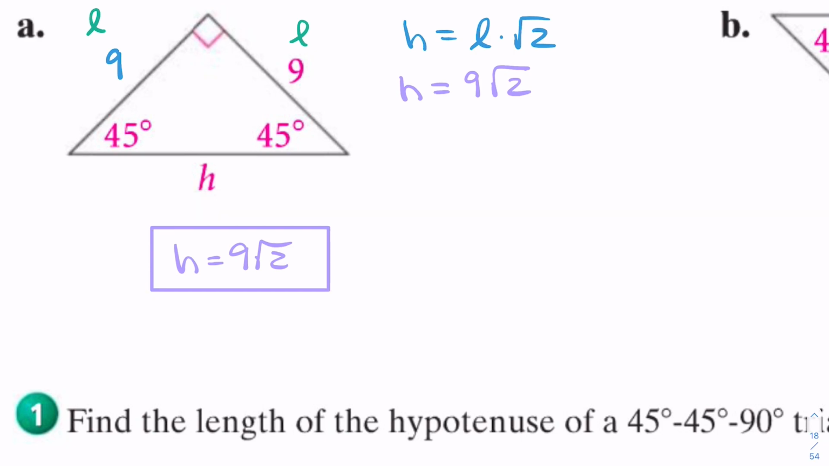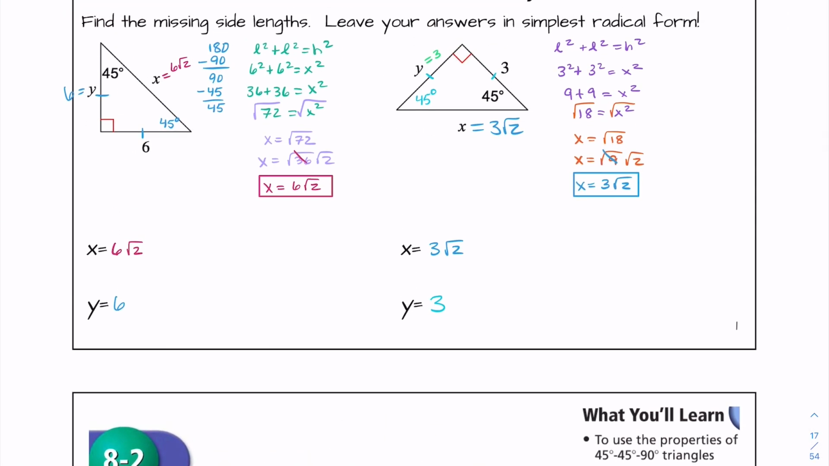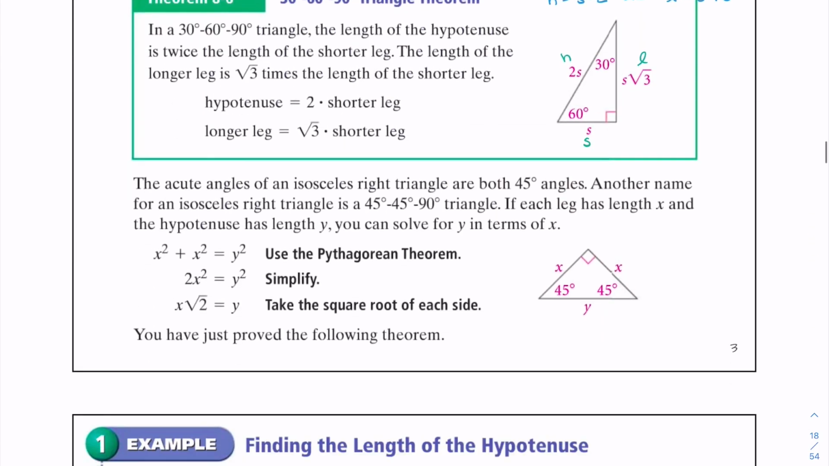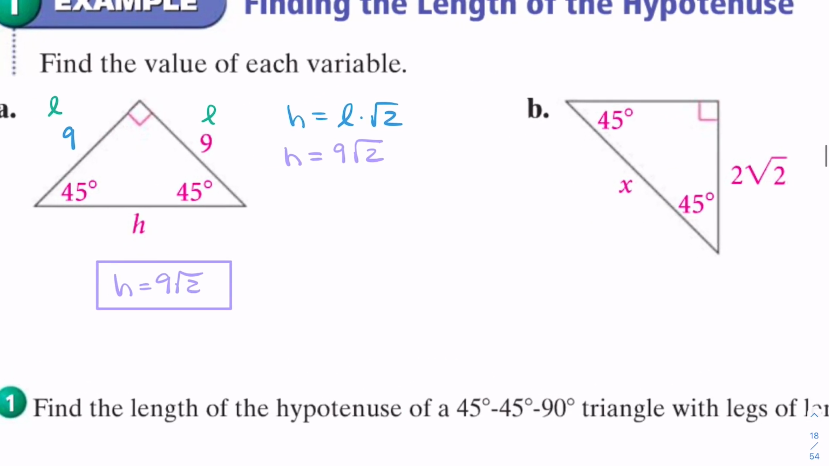Whoops. Again, let's go back to the original here. 6 square roots of 2. 3 square roots of 2. In this case, 9 square roots of 2. You're just going to multiply that by the square root of 2. Either one of the legs.